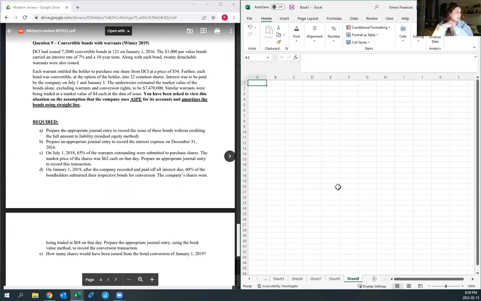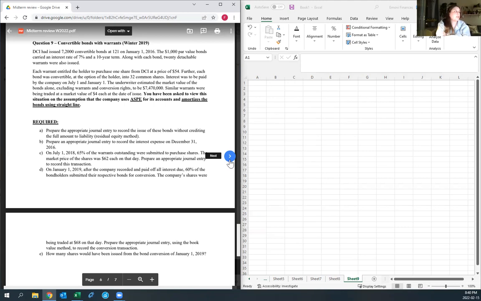See, I had issued 7,200 (remove a 0 here, it should be 7,200) convertible bonds at 121 on January 1st, 2016. The $1,000 par value bonds carried an interest rate of 7% and a 10-year term. Along with each bond, 20 detachable warrants were also issued. Each warrant entitled the holder to purchase one share from DCI at a price of $54. Further, each bond was convertible at the option of the holder into 32 common shares.